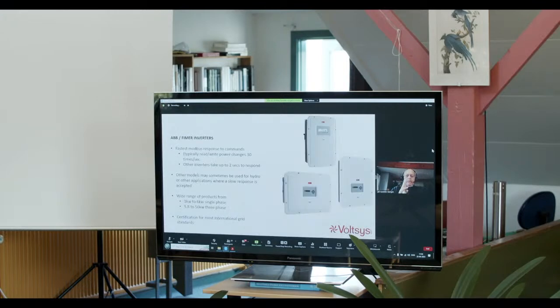We work with ABB and FIMER. This company has been passed from Power-One to ABB to FIMER. The reason we use these inverters is because they can respond very fast to Modbus commands, much faster than any other inverter that we've seen on the market. If anybody knows an inverter that does it faster, I'd be interested to know about it.